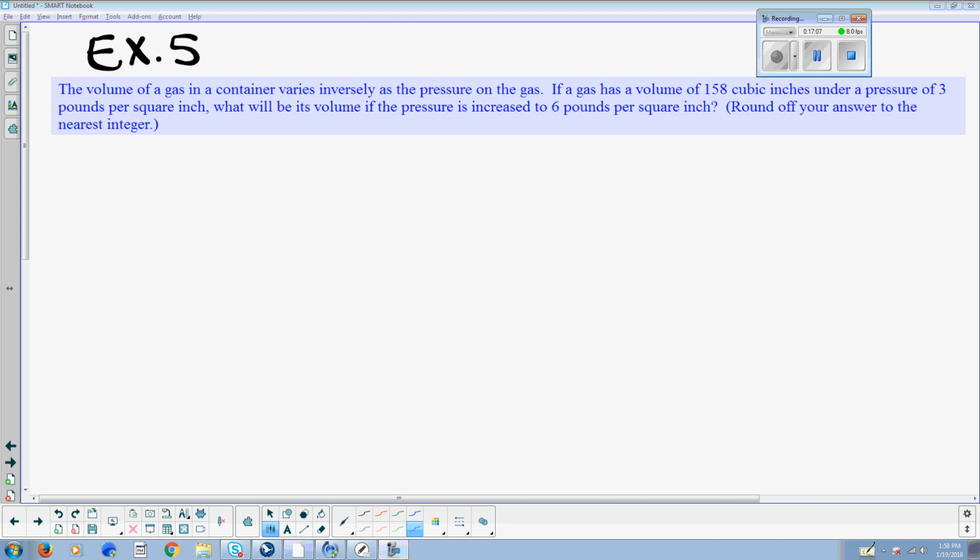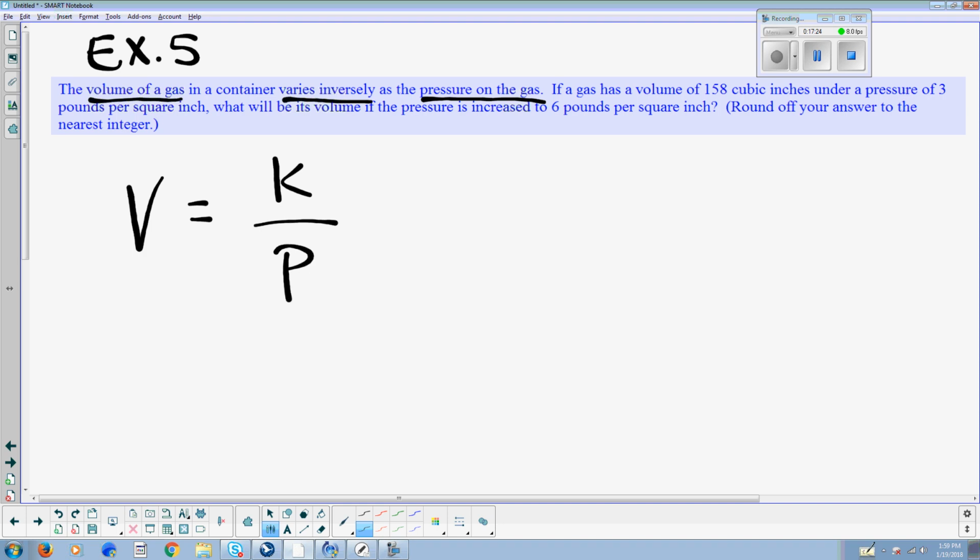Okay, moving on, example 5. The volume of a gas in a container varies inversely as the pressure on the gas. Stop. The volume of a gas varies inversely, so it's K divided by, as the pressure on the gas. So I'm using V for volume and P for pressure.